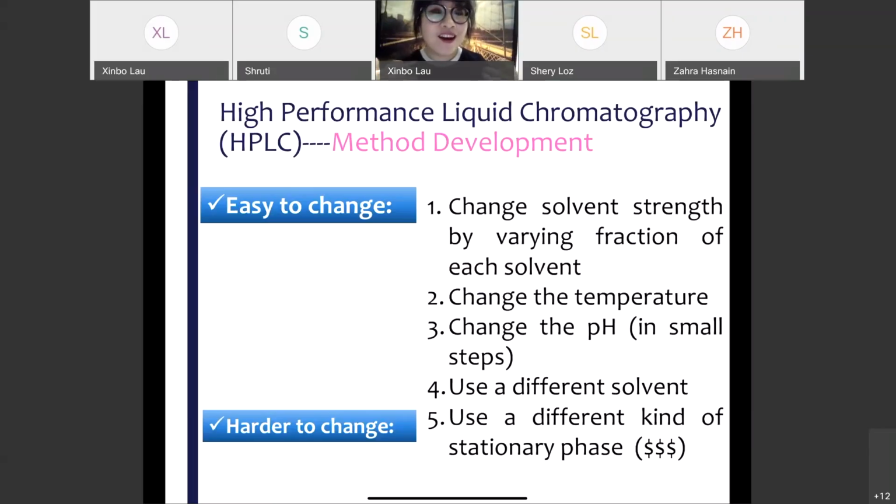And then of course the harder one to change is the stationary phase, the column itself, right? Because it's expensive, when we're trying to develop a method, we don't want that to be our first choice. I'm sorry, we're going to change the stationary phase, so you'd have to buy a brand new column, right? That will be the last thing you want to change. We're going to try to adjust other parameters, the easy ones first, right? Okay, so that's just for that.